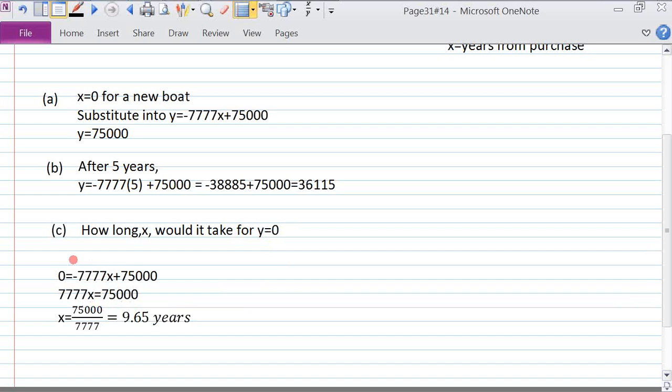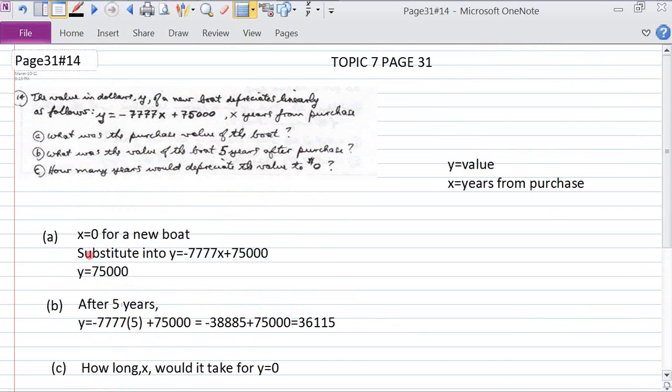And you bring this from the right side to the left side, and you solve for x, which means you divide this by 7,777, and you divide this by 7,777, and you get 9.65 years. So what this would mean is that if the boat depreciated by $7,777 each year, eventually at some point the boat would have no value. And that's what you're calculating. When y is 0, what would x be?